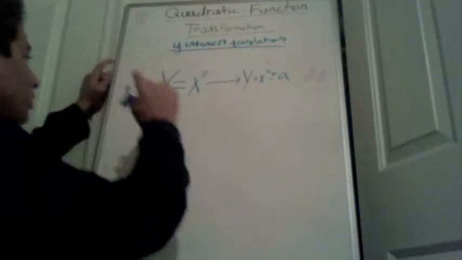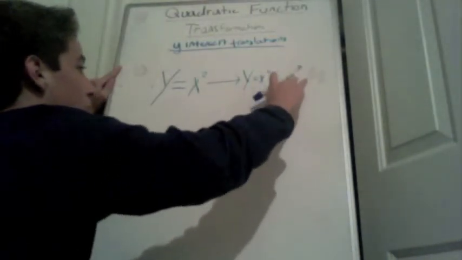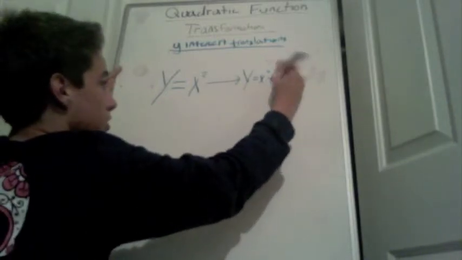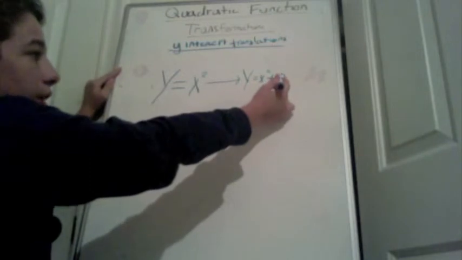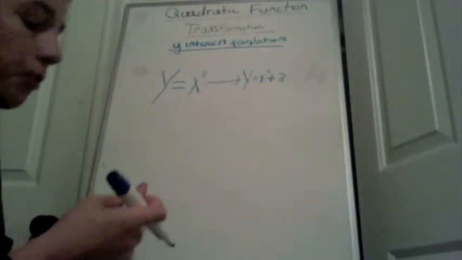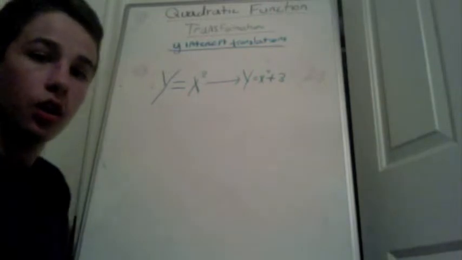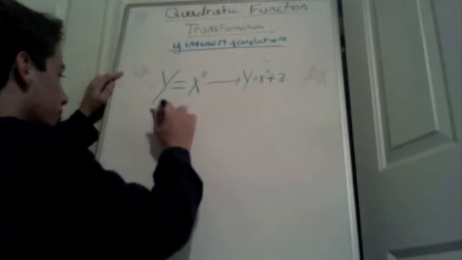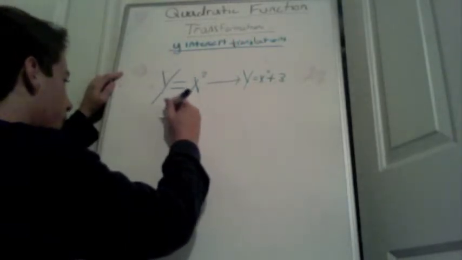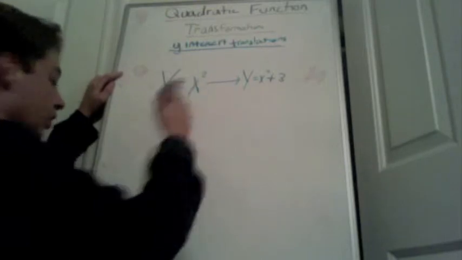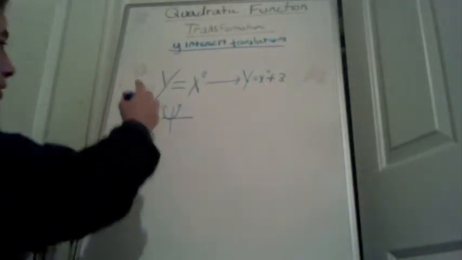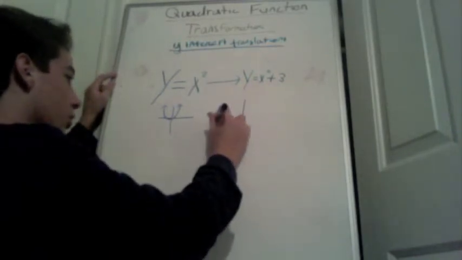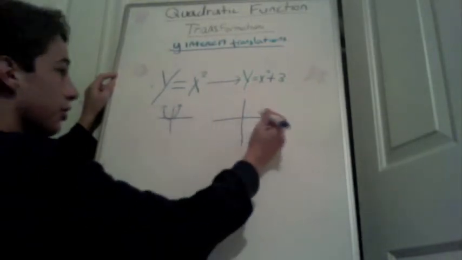So, for example, let's say that you had y equals x squared plus 3. Now this number right here is going to determine where the vertex of the parabola is on the y-axis. Your regular parent function would look something like that, right there. Now your new graph would look something like this.